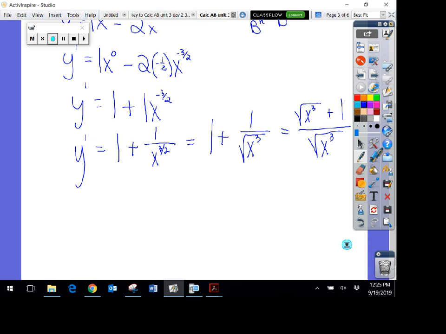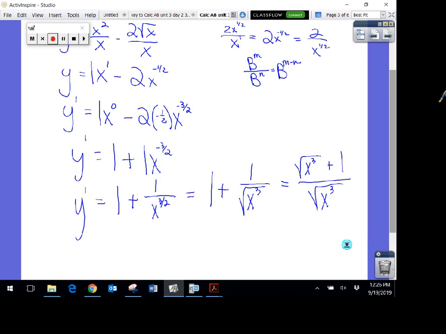2 times 1/2 became 1. So I used the constant with the power rule. My constant was 2, so I brought my constant down, and then I used the power rule for this. I brought the negative 1/2 down. X to the negative 1/2 minus 2 over 2. So that's where the negative 3 over 2 came from.